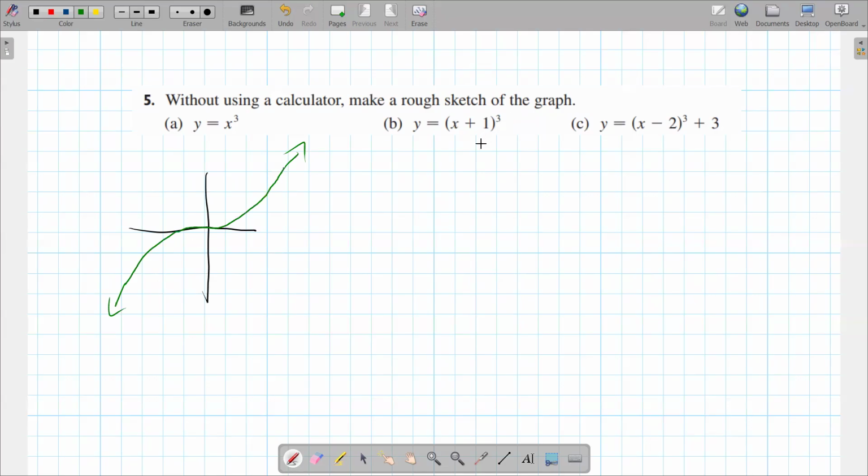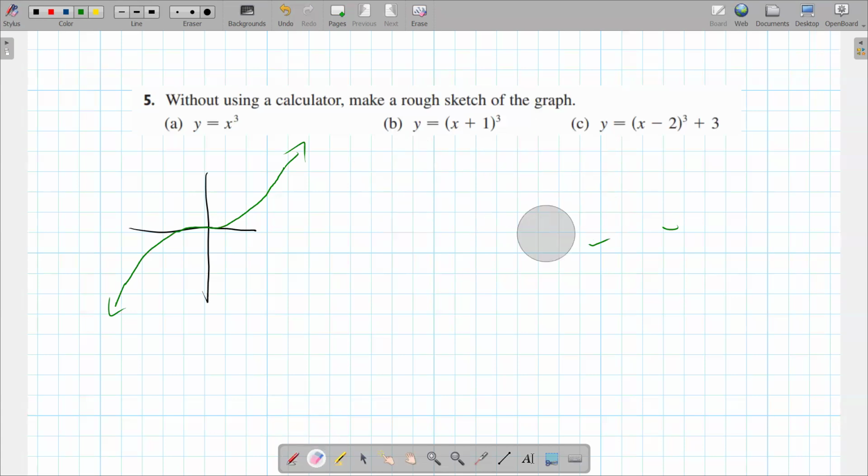Part B, x plus 1 cubed. So the parent function is the same. It's a cubic function. What does a plus 1 do? Left, right, up, or down? Right. No, it moves it left. You'd expect plus 1 to move it to the right, but the general form is x minus d. See how it's already minus here to begin with? But here it's plus. So that means your d value is negative 1. It would move it to the left.